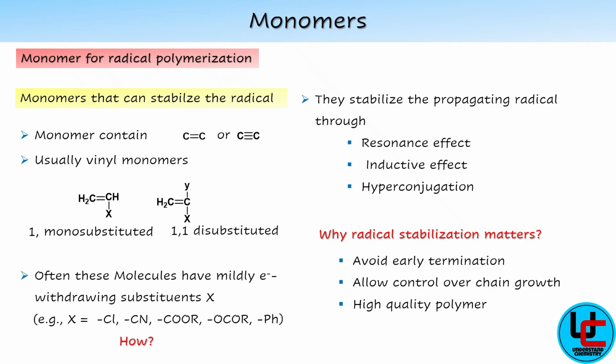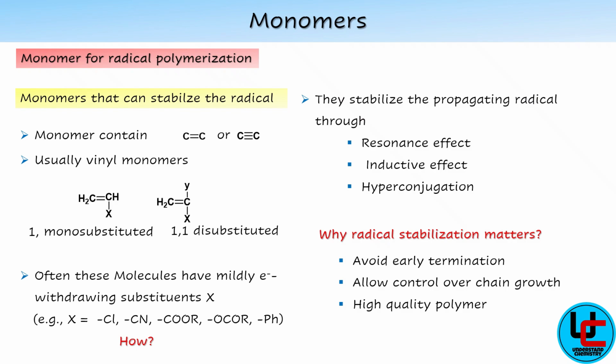High activation energy for termination makes it slower relative to propagation, reducing the chance of early termination. The second consequence of the presence of this type of constituent is that these also allow for controlled chain growth. This results in high quality polymer, or polymer with longer chain length.